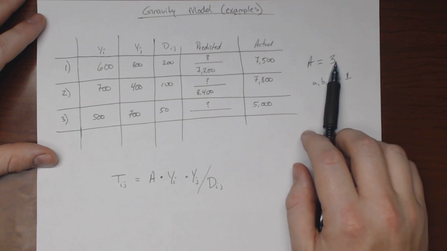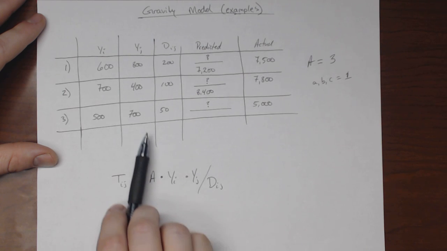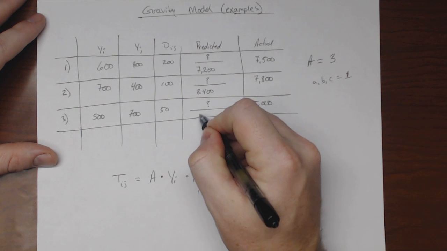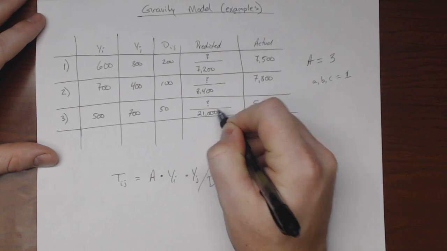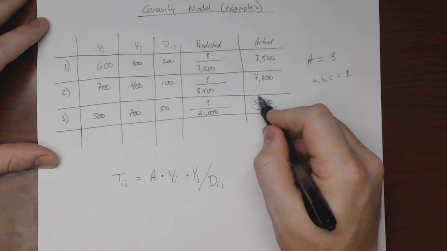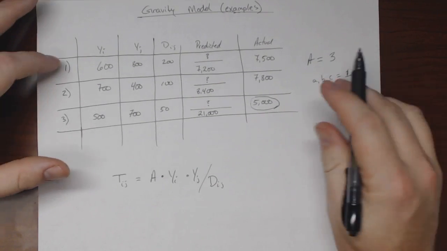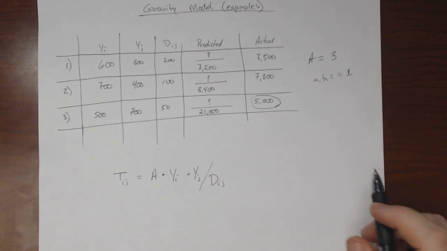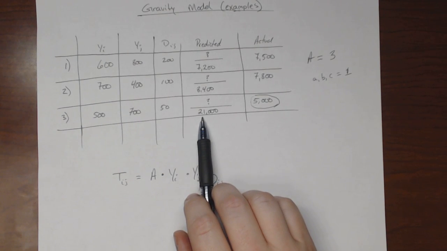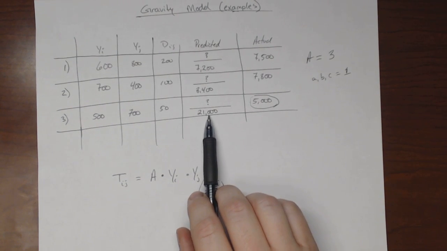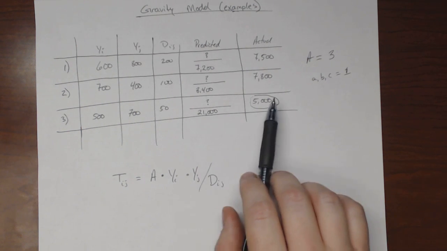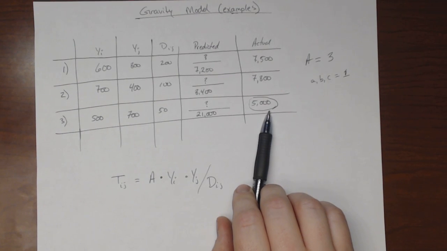And let's do the last one. 3 times 500 times 700 divided by 50. That gets us a predicted value of 21,000, but the actual value is only 5,000. So which one of these three scenarios would be the anomaly? We would say 3, because the model predicts that there should be $21,000 worth of trade occurring between these two countries, and there's only 5,000 done.